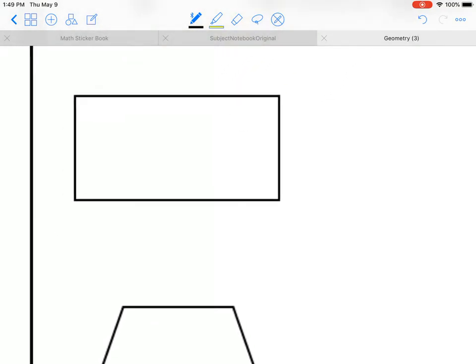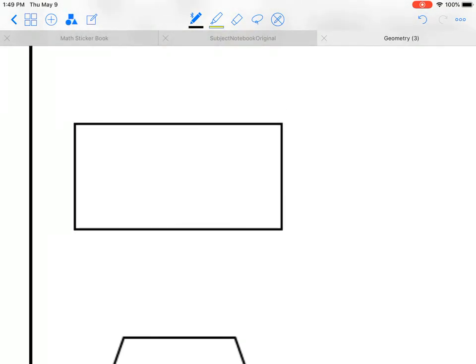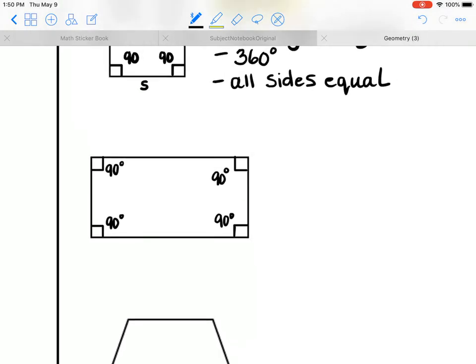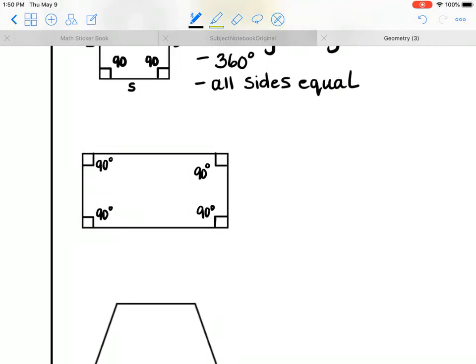Okay, the next shape is this one, and we can draw in our angles again. Always learn to look for these angles where you can find them. And this is 90 degrees again, all around. So 90 degrees, 90 degrees, 90 degrees, and 90 degrees. And I know you're probably tired of hearing me say that. Please bear with me. This is called a rectangle. A rectangle has 4 right angles.